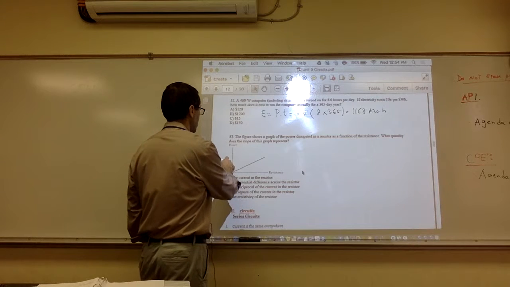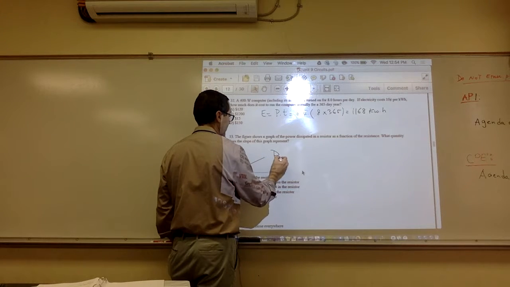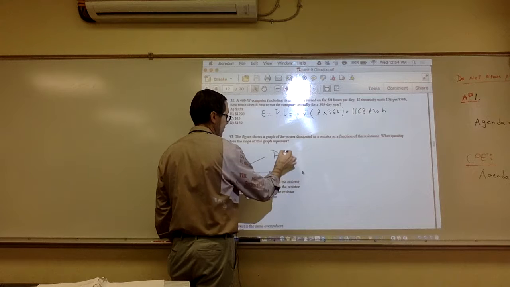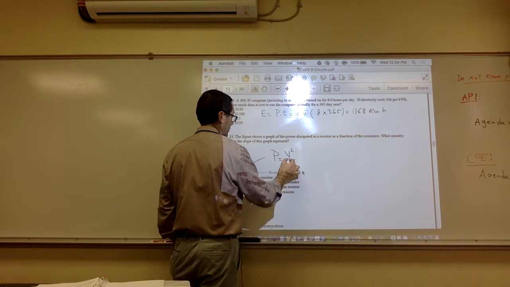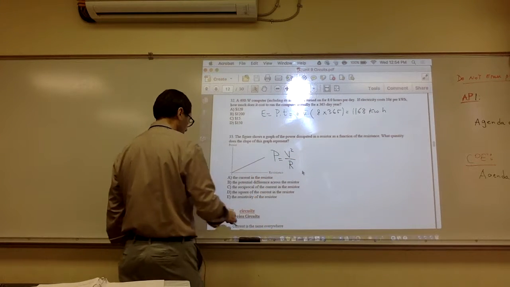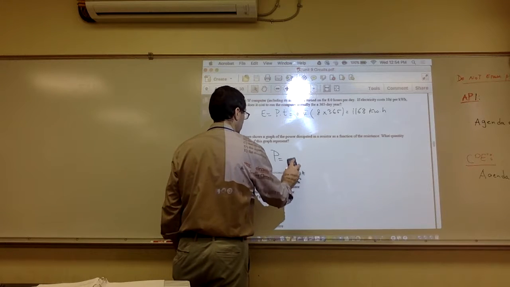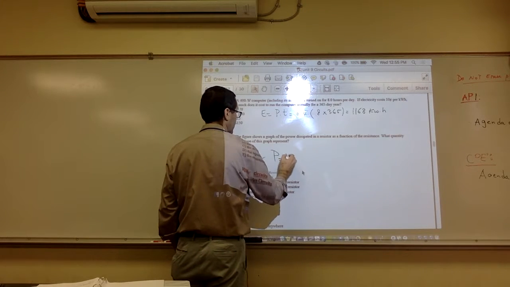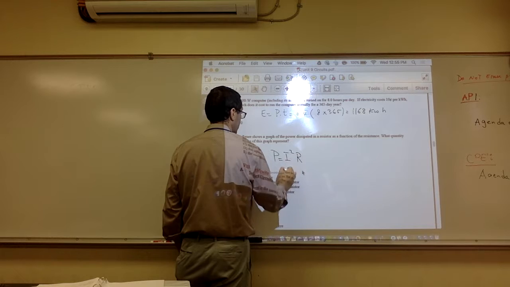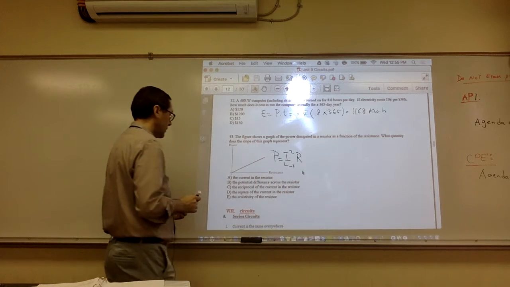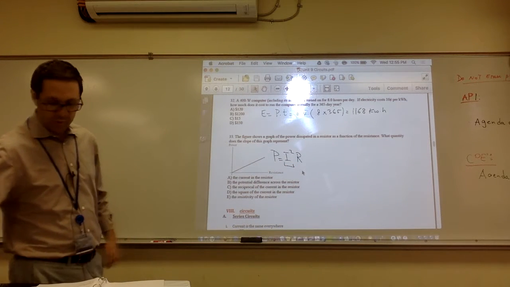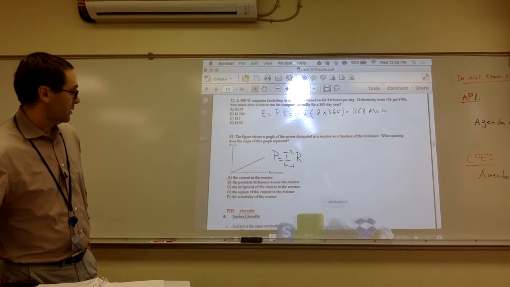If we try to figure out the slope of this, all we have to do is write power equals V squared over R, or actually not V squared over R because this is linear. So I squared times R, and the slope will just be I squared. So the answer should be D.